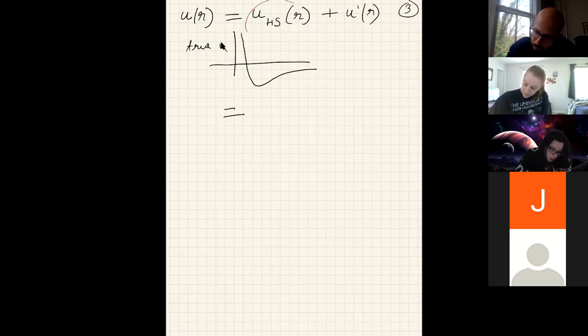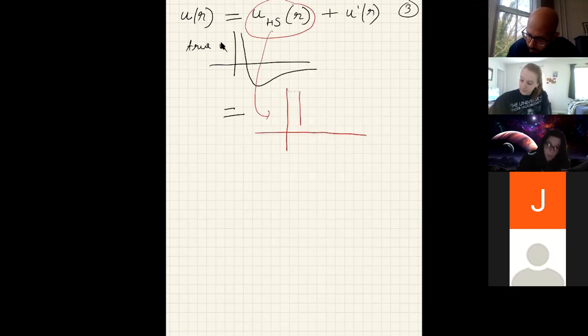Let's break it into a reference. What does a hard sphere potential look like? It's infinity over here, and then it drops to 0. And before any of you get angry over this line, this is just for your visual aid. It goes up to infinity, and then it drops to 0. So if that is our reference potential, then we can see how this perturbation would look.